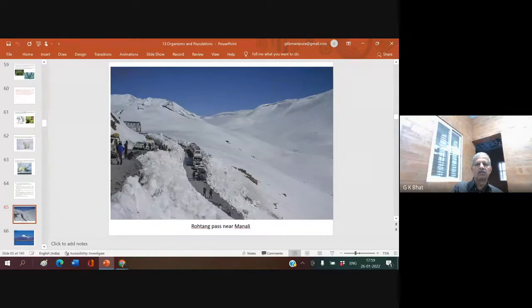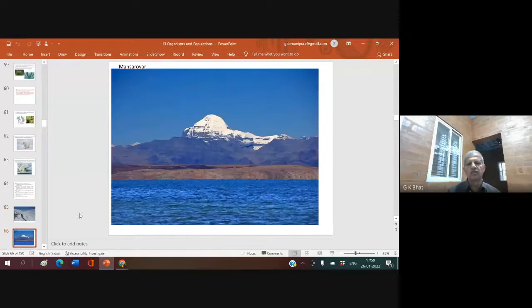Rohtang Pass near Manali. See how much snow has settled on the road. There, if snowfall is there, the road gets blocked. Just like here, in some places in North India you come across what is called a landslide. Throughout North India, it is a very common problem. I visited a lot of places in North India: Himachal Pradesh, Assam, Manipur, Meghalaya, West Bengal, Darjeeling. In all these places, these problems always crop up.